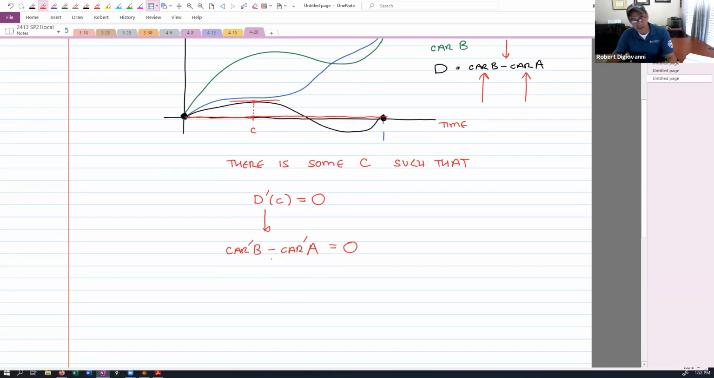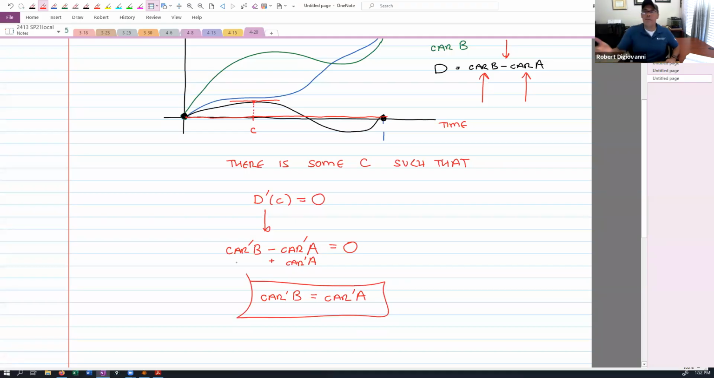But look, if I just add car A's derivative to the other side, I get that the derivative of car B must be equal to the derivative of car A, right? Because it comes over and becomes positive. And that means, what does the derivative mean? The derivative would give us the speed, wouldn't it?